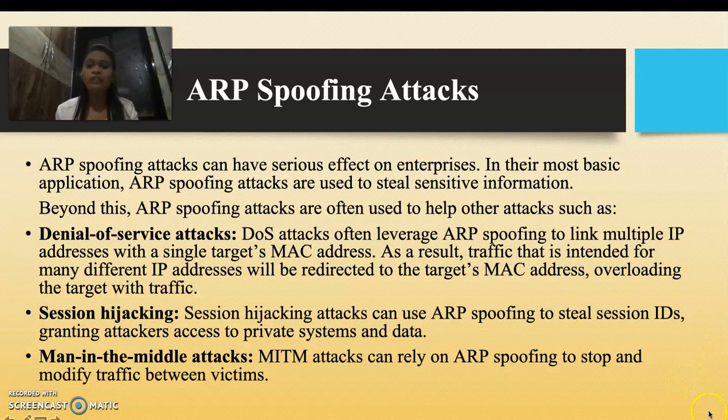DOS attacks often leverage ARP spoofing to link multiple IP addresses to a single target MAC address. As I told you, they are targeting a particular IP address or MAC address of a system. They are particularly targeting that Amazon website so that you can't access it at that time. As a result, the traffic intended for many different IP addresses will be redirected to the target's MAC address, overloading the target with traffic. Obviously the traffic is generated at that moment and it faces difficulties.